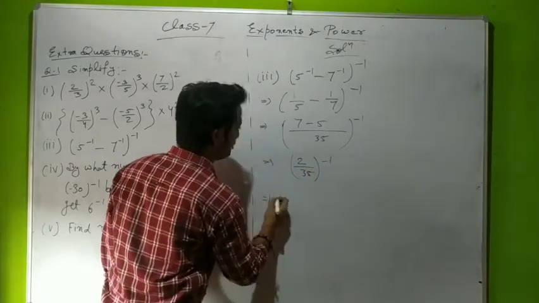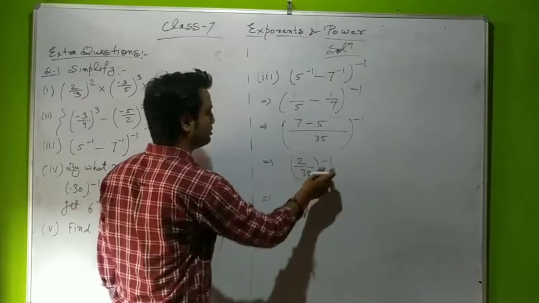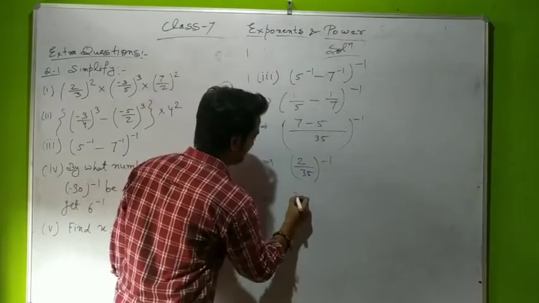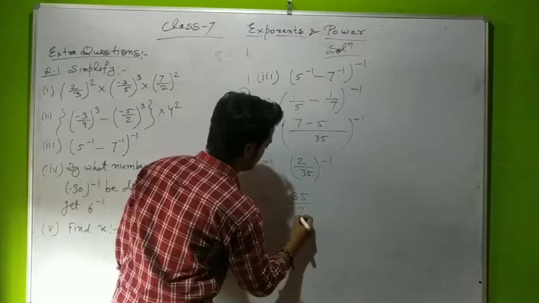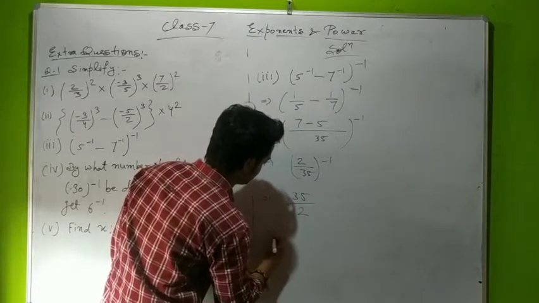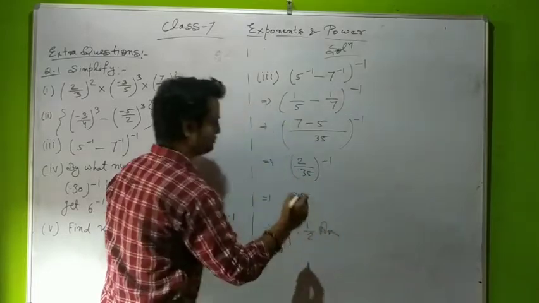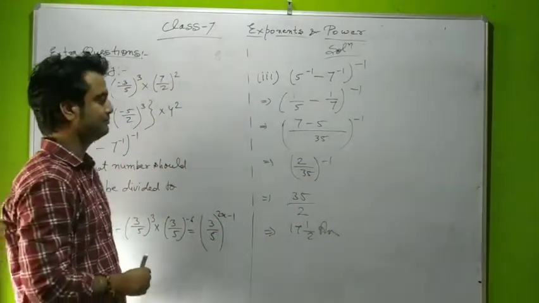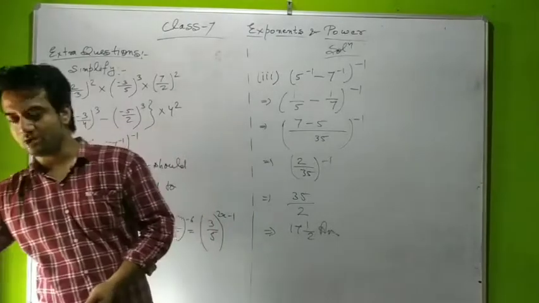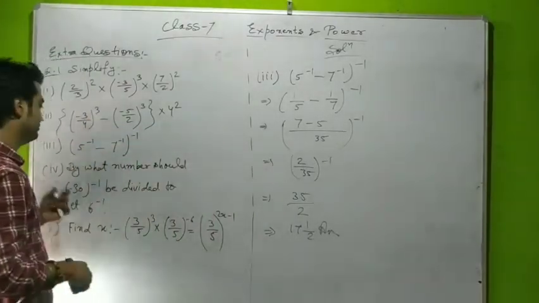Now when we do the reciprocal, because of the power minus 1, we get what? 35 upon 2, or in mixed fraction it can be written as 17 whole 1 upon 2. This is our answer. Such an easy question. Now let's move to our fourth question.